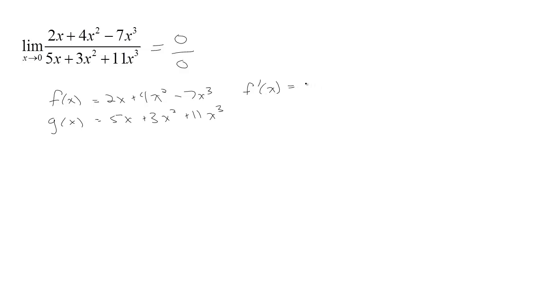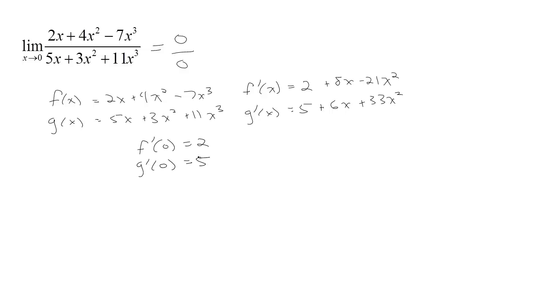We find the derivative of the top and of the bottom. The derivative of the top, f prime, would be 2 plus 8x minus 21x squared. The derivative of the bottom, g prime, would be 5 plus 6x plus 33x squared. So the value of the derivative at the point we're approaching, which is 0: f prime at 0 is 2, and g prime at 0 is 5. Then by L'Hopital's rule, since we had this 0 over 0, we know that the limit is actually 2 over 5.